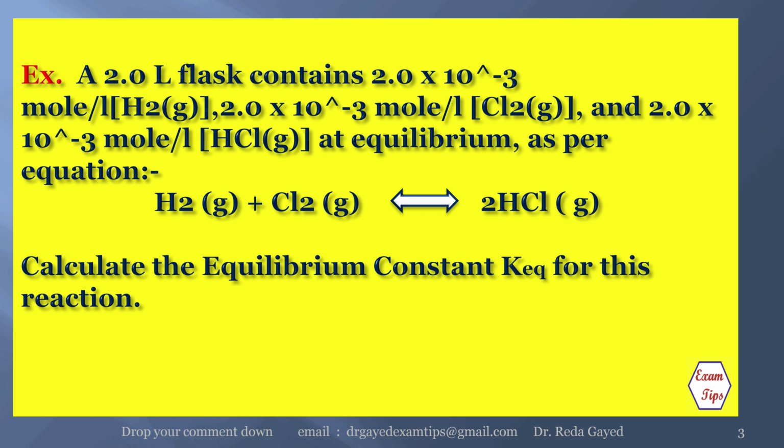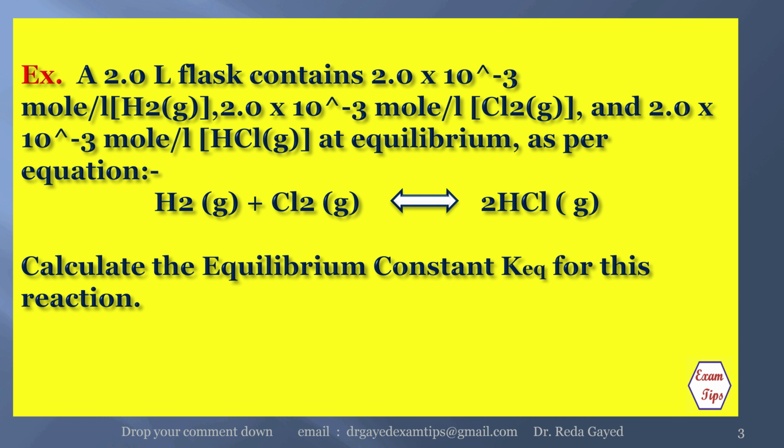A 2-liter flask contains 2 to the negative 3 mole per liter for hydrogen gas. The same for chlorine and the same for hydrogen chloride. At equilibrium as per the equation, hydrogen plus chlorine produce hydrogen chloride, HCl. Calculate the equilibrium constant K for this reaction.